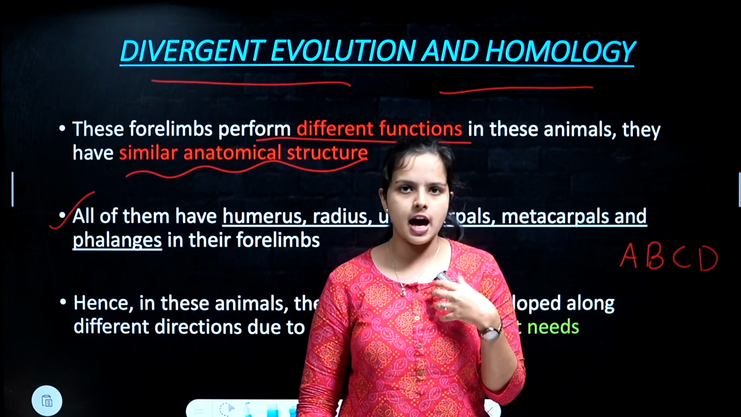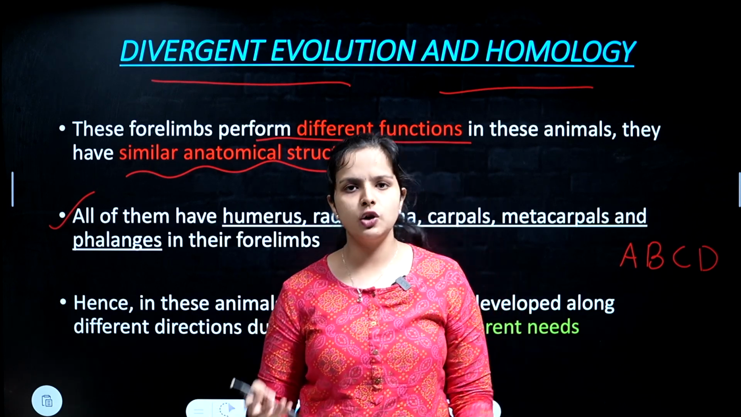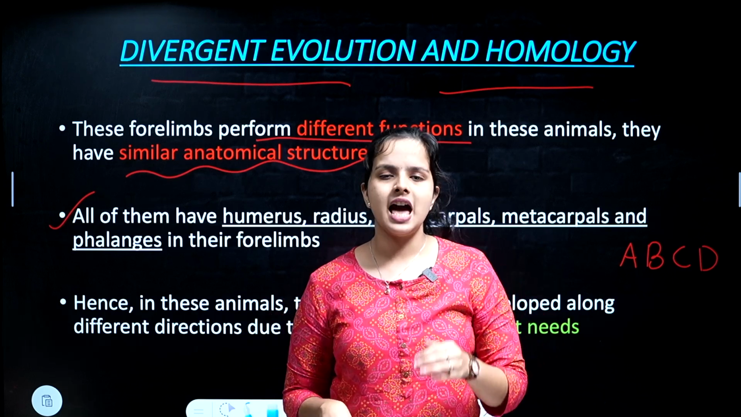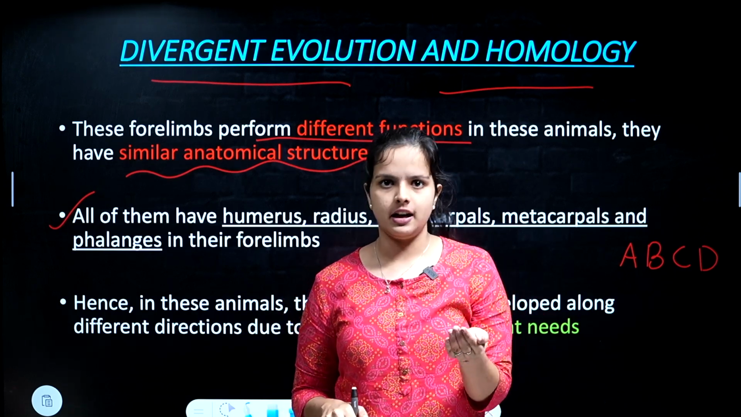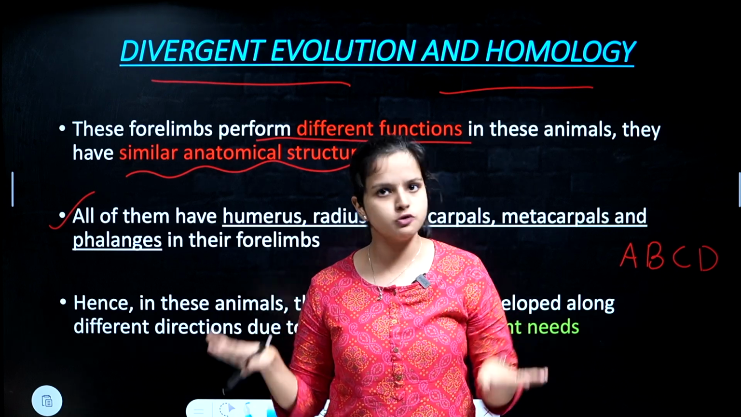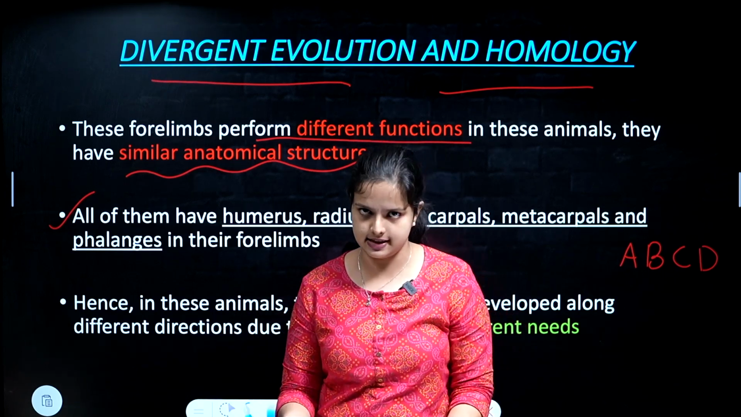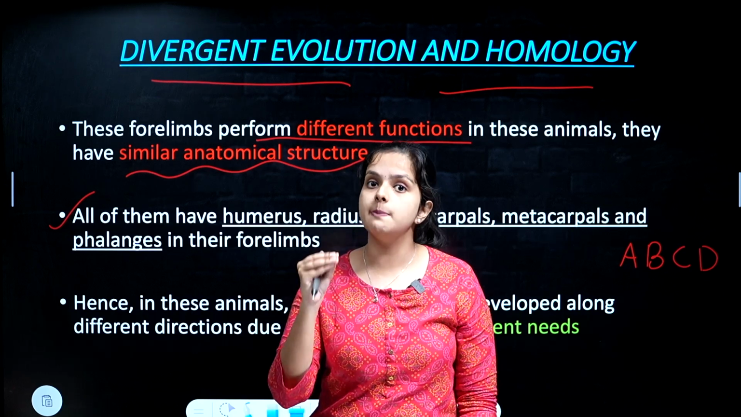I mean, we don't have to run and catch prey. Do we have to do that? No, we don't have to do that. So we don't need those strong limbs, right? And in the case of a bat, the bat has to fly. That's the bat's need. And in the case of a whale, the whale has to swim. That's the whale's need. So all of us have different needs, but we have the same structure.